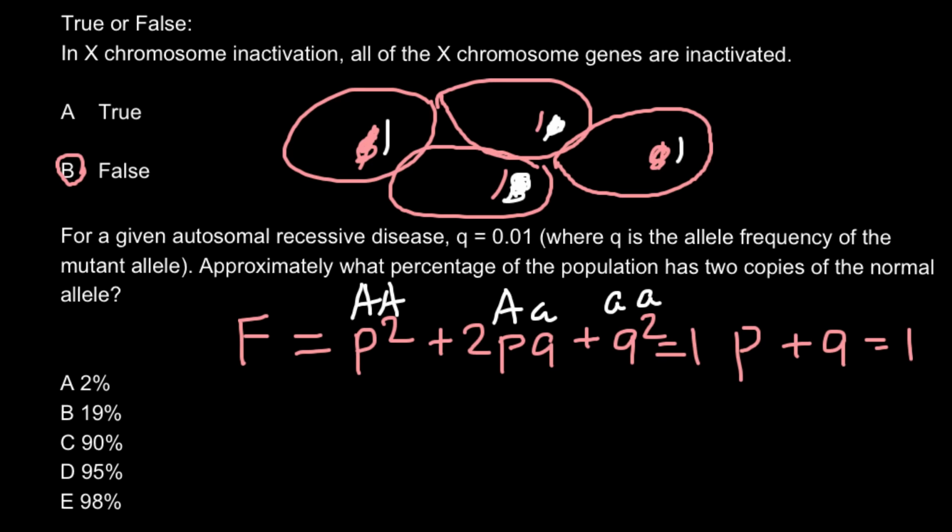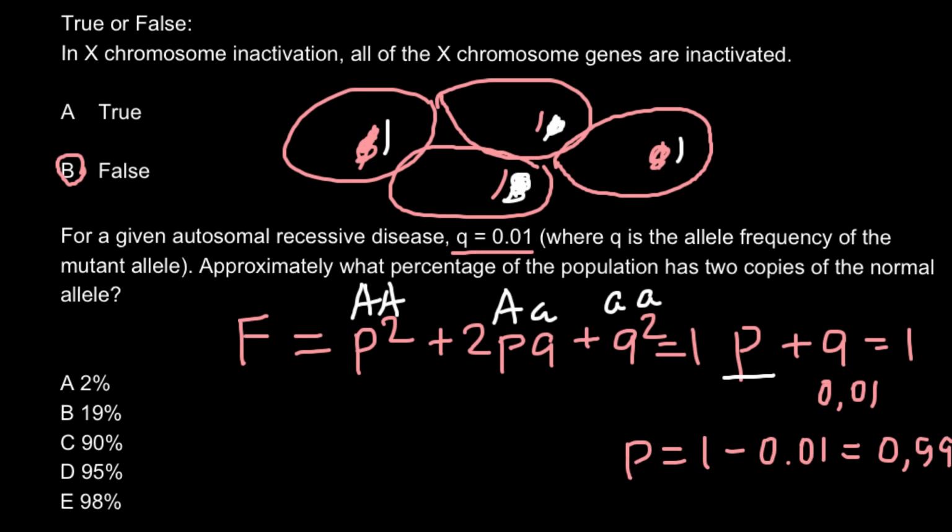So as you see, if we know Q, and this equals 0.01, we can easily find P. So P would equal 1 minus 0.01, so P would equal 0.99.